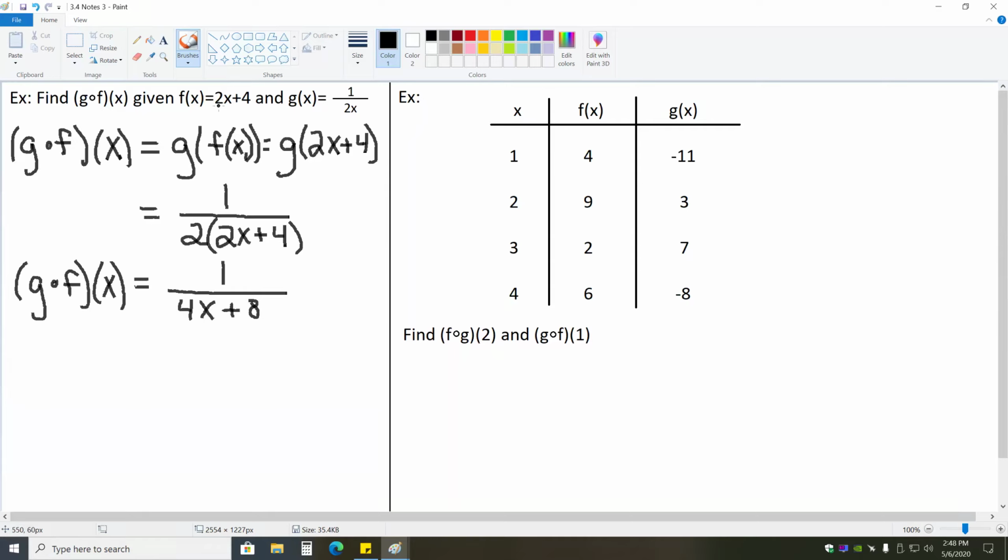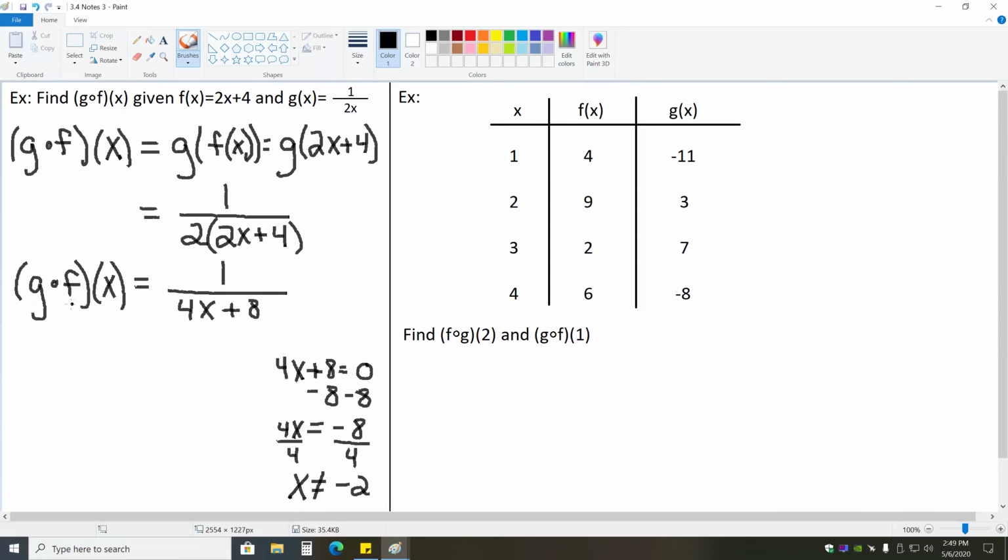Now we check the domain of the final function, the final simplified problem. We have 1 over 4x plus 8. We could have division by 0. And we would get that by taking 4x plus 8 and setting that equal to 0. We'll subtract 8 from each side to get 4x equals negative 8. And then dividing each side by 4, we would get x equals -2, meaning x cannot equal -2. That is our only domain restriction.